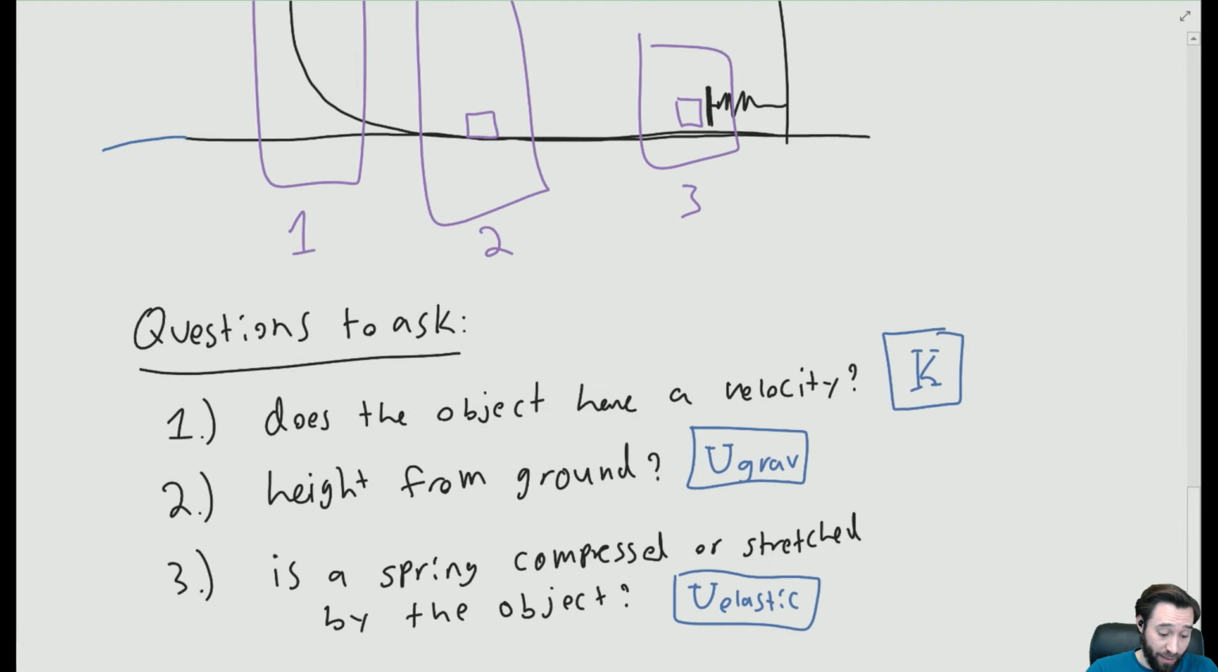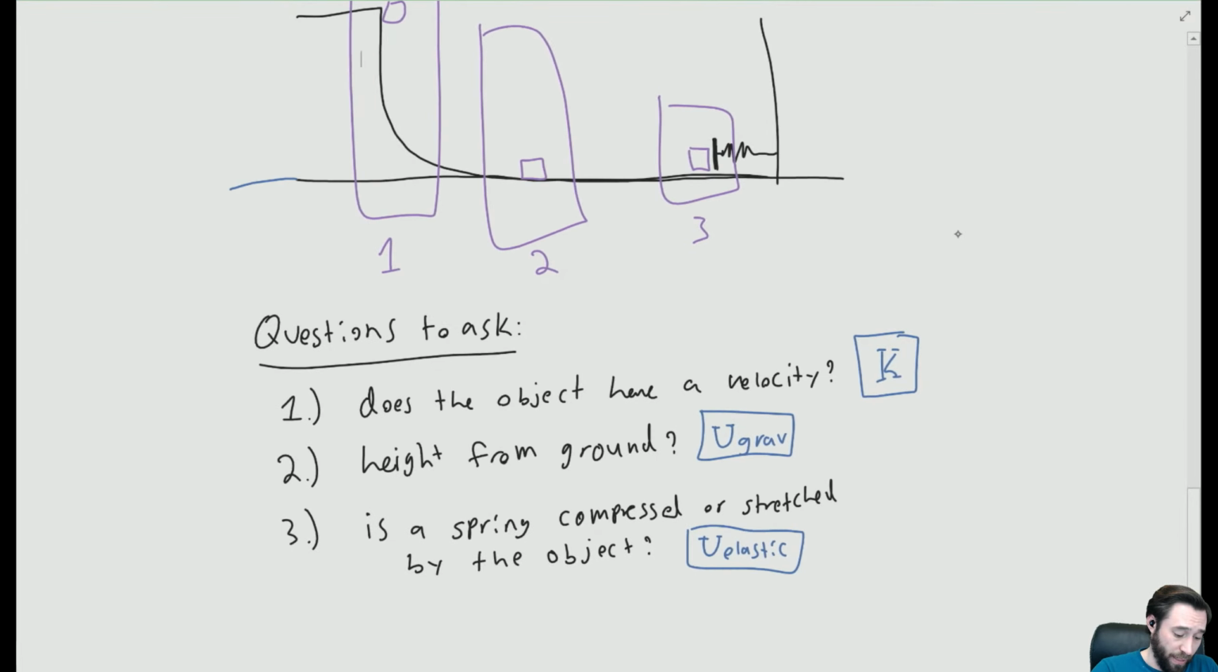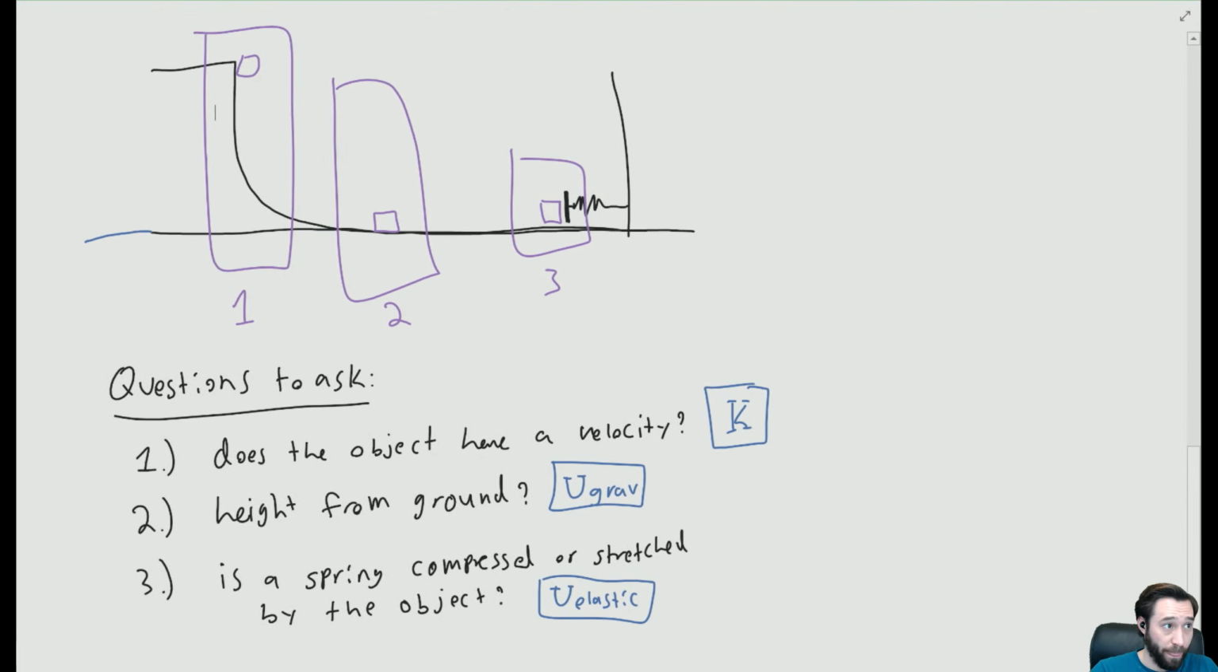So for state 1, let's go through and answer these questions for each state. At state 1, is it moving? No. Is there a height from the ground? Yes. Is there a spring that's being compressed or stretched? At state 1? No. So state 1 is going to be U grav. That's the only energy that's present.